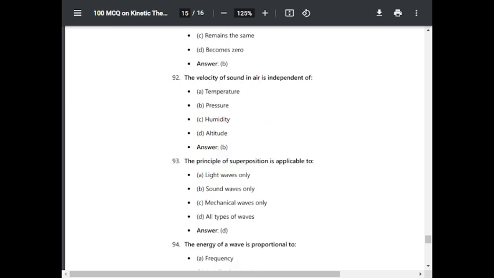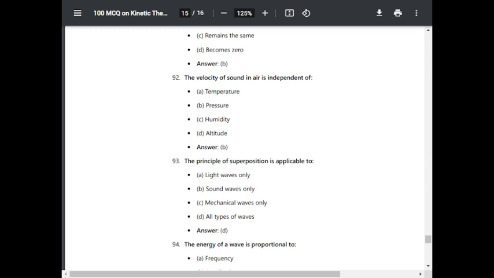Question number 92. The velocity of sound in air is independent of: option A, temperature; option B, pressure; option C, humidity; option D, altitude. The correct answer is B, pressure. The velocity of sound in air is independent of pressure.